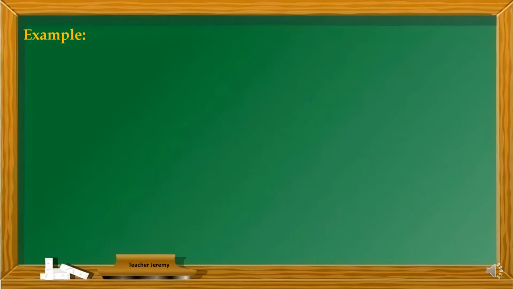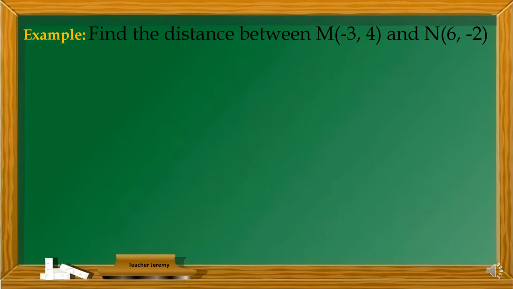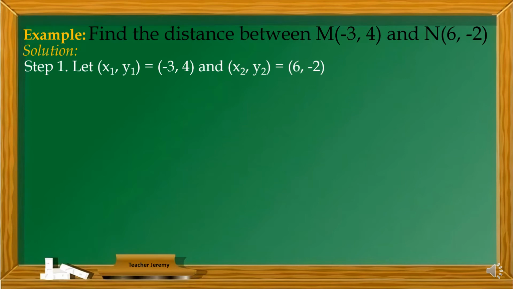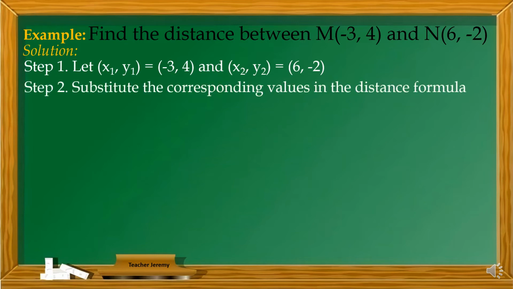Let's have another example. Find the distance between point M, negative 3, 4, and point N, 6, negative 2. So first, you are going to let x sub 1, y sub 1 as your point M and x sub 2, y sub 2 as your point N. And then, you can now substitute the corresponding values in the distance formula. First, you are going to write the formula.